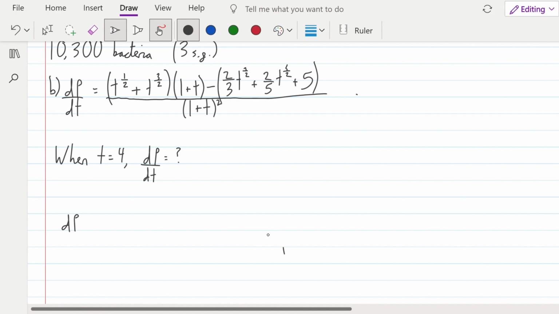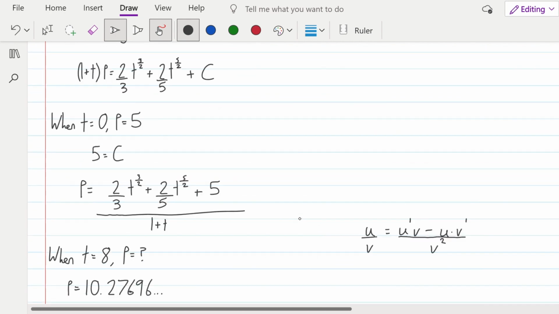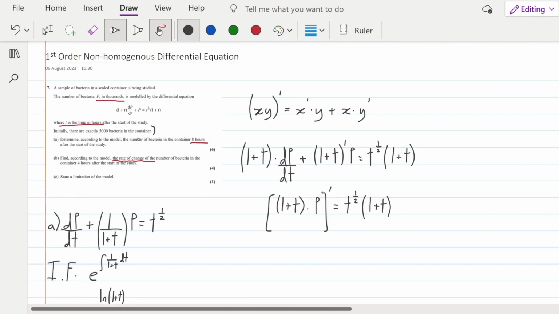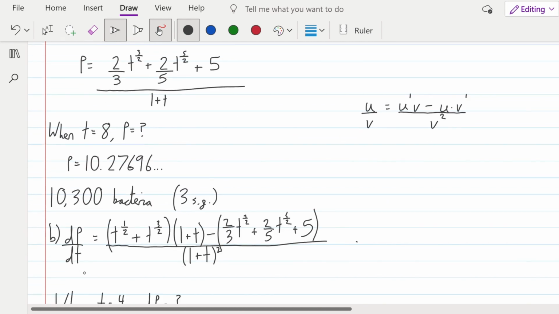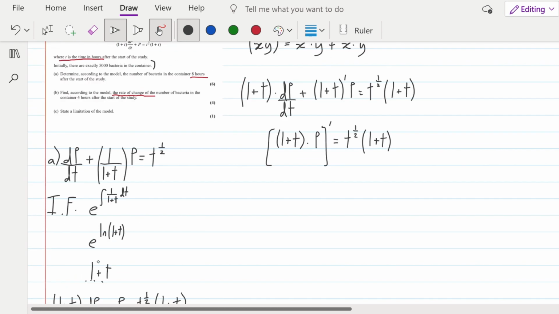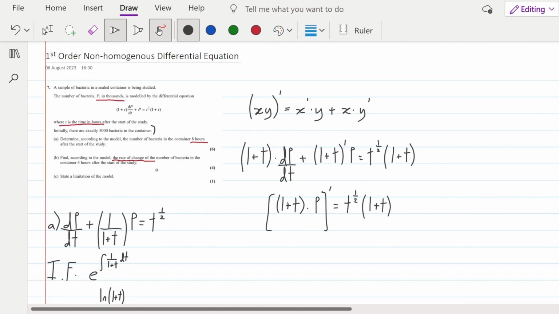But from here, your number should be 403 over 375. That's the final answer, right? Wrong. Just like how p is the number of thousands of bacteria, this number here is the rate of change for thousands of bacteria. And the question is asking for the rate of change for the number of bacteria, not the rate of change for the thousands of bacteria. So, once again, be very, very careful.